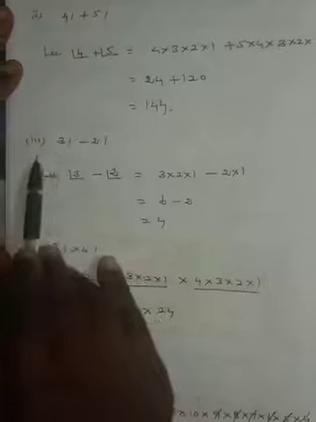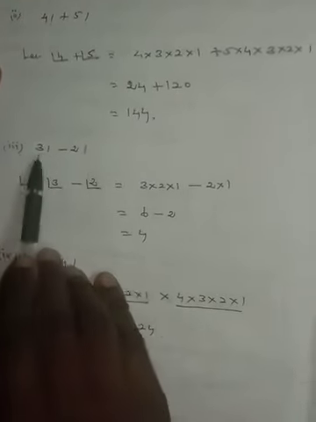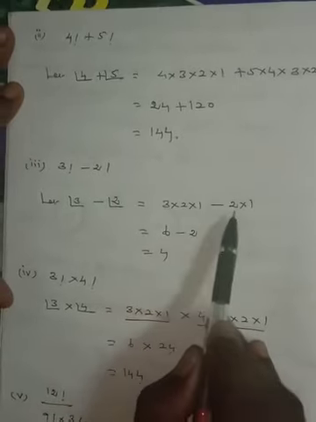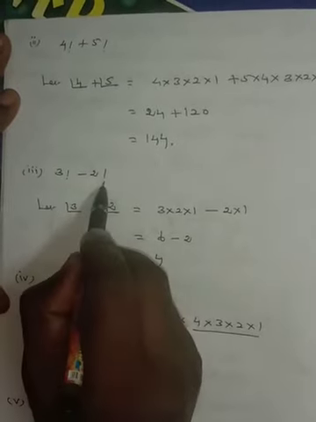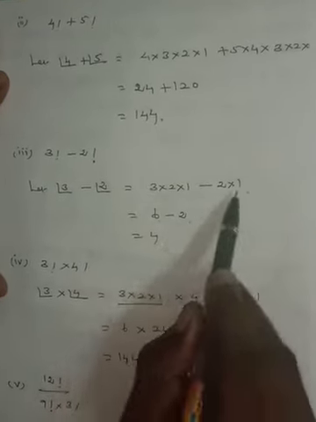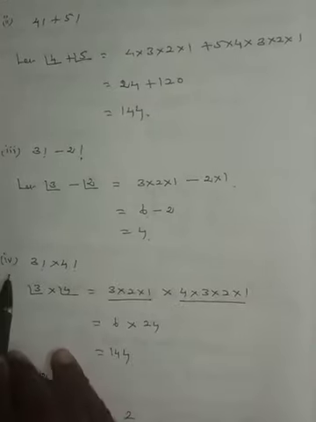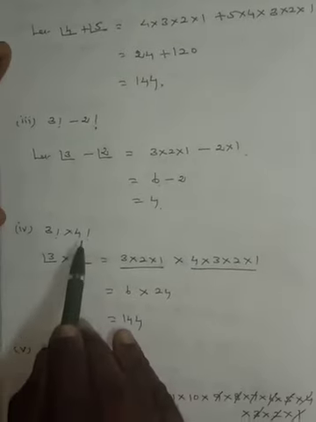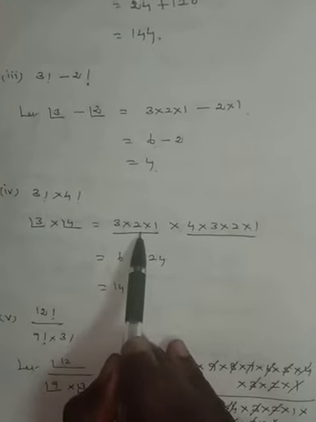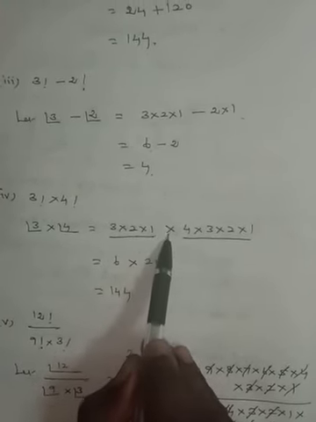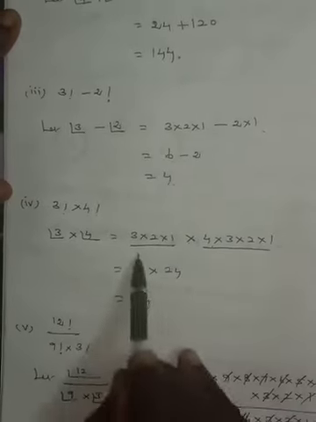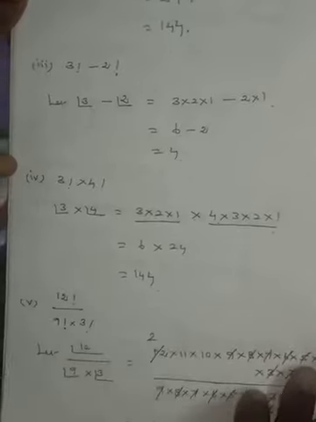Next, solution number 3. 3 factorial minus 2 factorial. 3 factorial is 3 into 2 into 1, minus 2 factorial is 2 into 1. So 3 2s are 6, 6 minus 2 is 4. Next, solution number 4. 3 factorial into 4 factorial. 3 factorial is 3 into 2 into 1, into 4 factorial is 4 into 3 into 2 into 1. Multiplying we get 144.